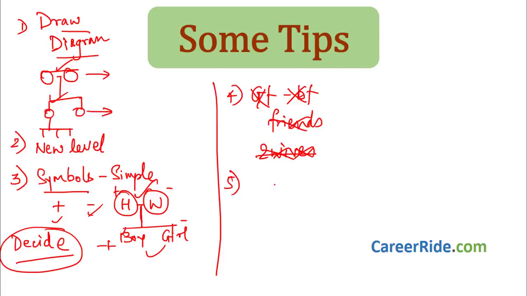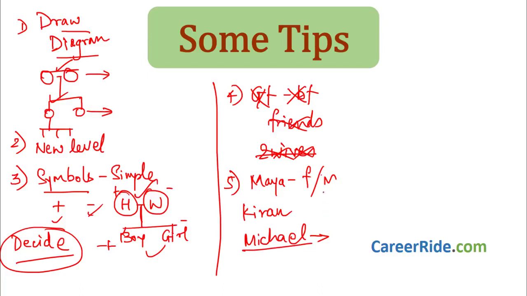The next tip is, we try to judge the gender of a person from the name. Like if we say Maya, we generally say okay, she might be a female, but no, it can be a male, or she can be a female. It can be anything. Another example is Kiran. Then we can have Michael. Some people sometimes pronounce it as Michelle or something like that, and they write it as Michael. So you do not judge the gender based on names. It would give you the wrong answer.